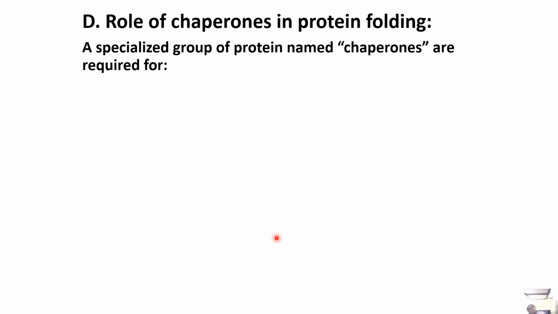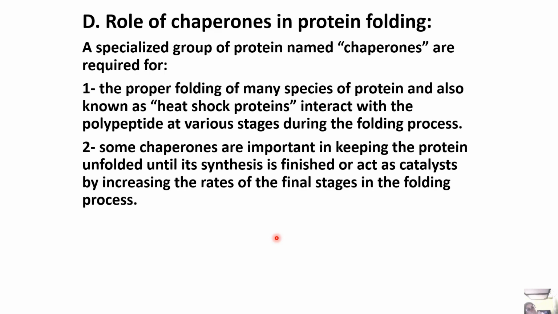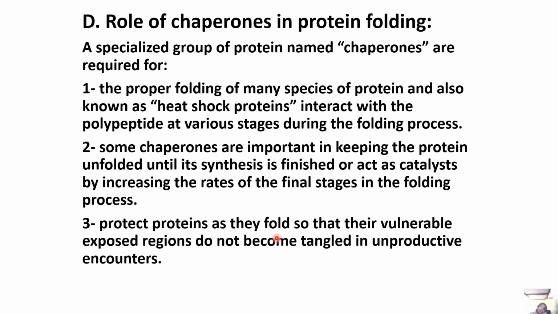The role of chaperones in protein folding. A specialized group of proteins called chaperones, also known as heat shock proteins, are required for the proper folding of many species of proteins. They interact with the polypeptide at various stages during the folding process. Some chaperones are important in keeping the protein unfolded until its synthesis is finished, or act as catalysts by increasing the rates of the final stages in the folding process. They protect proteins as they fold so that their vulnerable exposed regions do not become tangled in unproductive encounters.